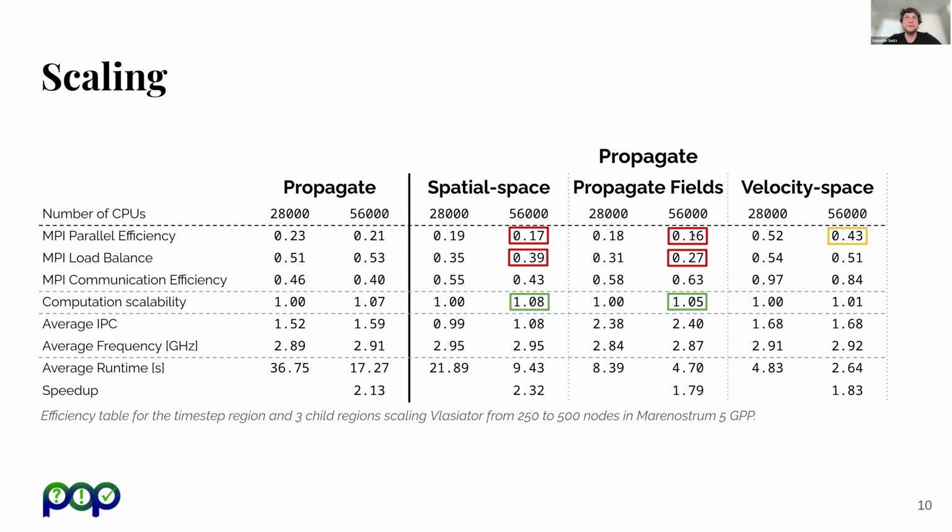Looking at the propagate fields, we can also see that it's even a bit worse. Here we only use 16% of the resources, or of the CPUs we have in this region. And load balance is one of the main contributing factors why we cannot use the resources efficiently.